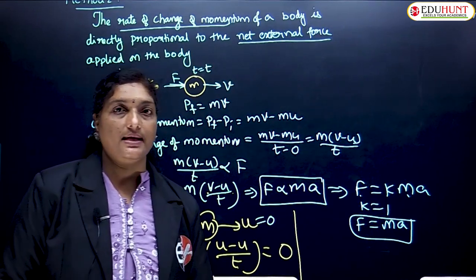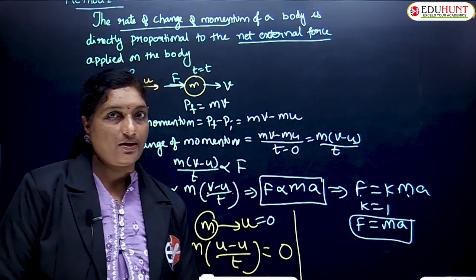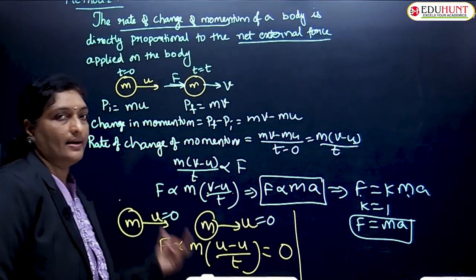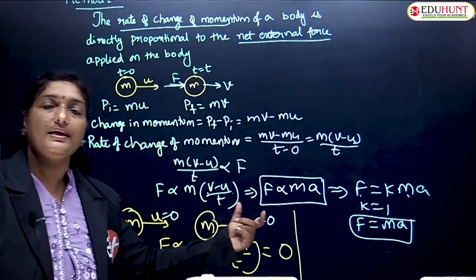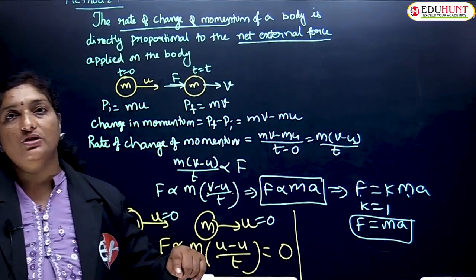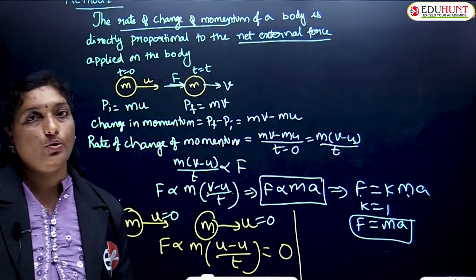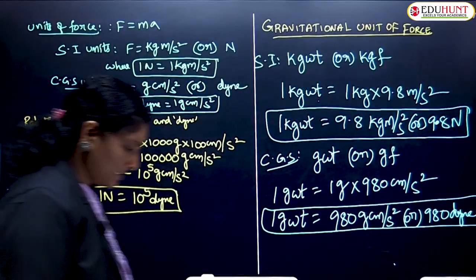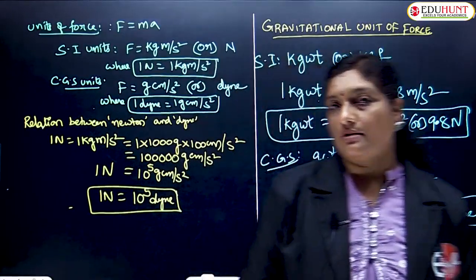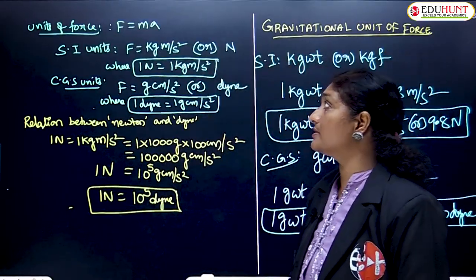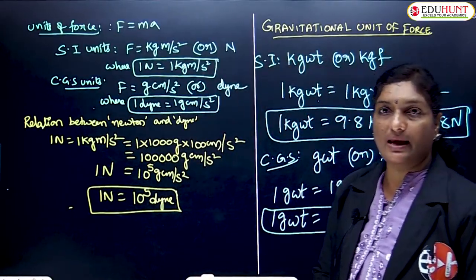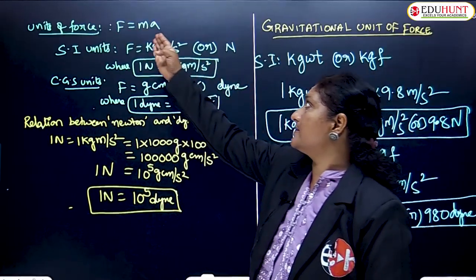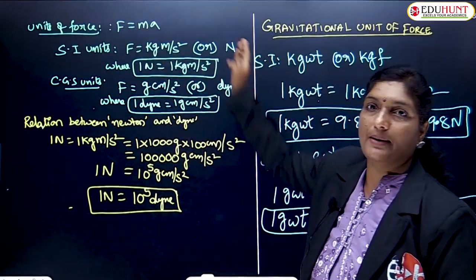What does Newton's first law state? If no external force acts on the body, the body at rest continues to be in its state of rest, and the body in motion continues to be in the state of uniform motion. And case 3 is all regarding the units of force. Based on the formula F equals ma, the SI unit of force is kg meter per second square or simply Newton.